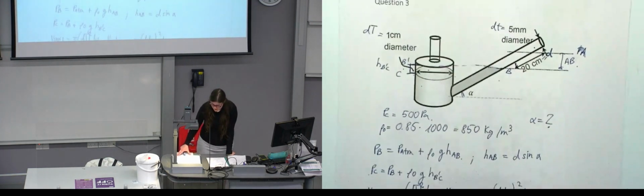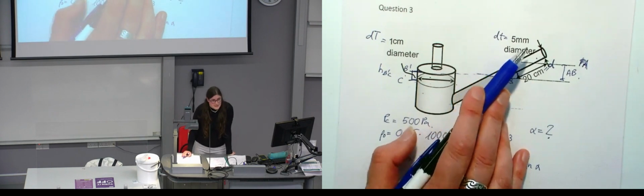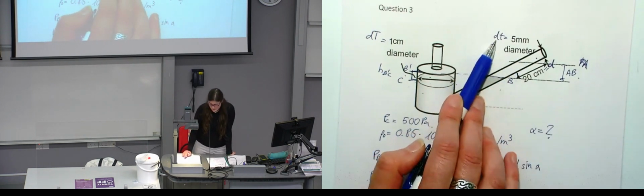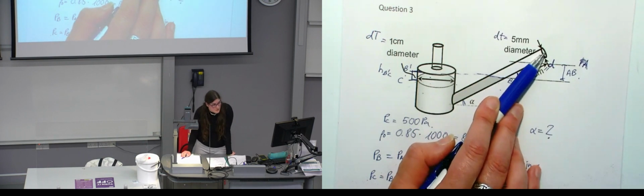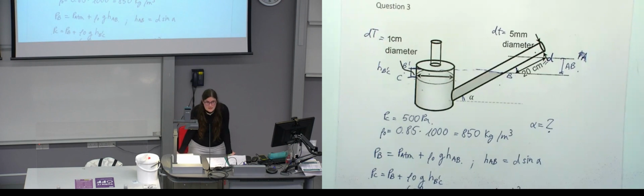What do you mean by dt? Oh, that is the name I gave to the diameter. So the lower case is the diameter of the tube, and the upper case is the diameter of the tank.